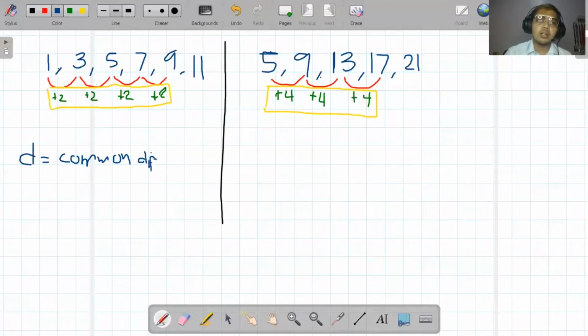Sir, nag-add man ta, nganong common difference? Anong gitawag man siya og common difference? Kay, if we are going to find the common difference, we have to subtract the term by its previous. So, mag-subtract ta para makuha siya.